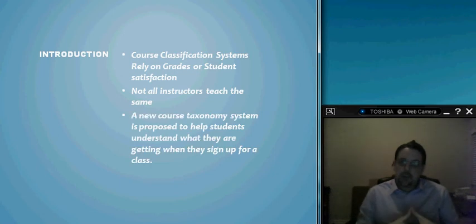So I'm proposing a new course taxonomy system that will help students understand what they're getting when they sign up for a course. And not just the general ideas you might get in a syllabus, but specifics. Is it 50% discussion versus 50% individual? Is it 20% group work and 80% individual work? How much is online? Different things like that.